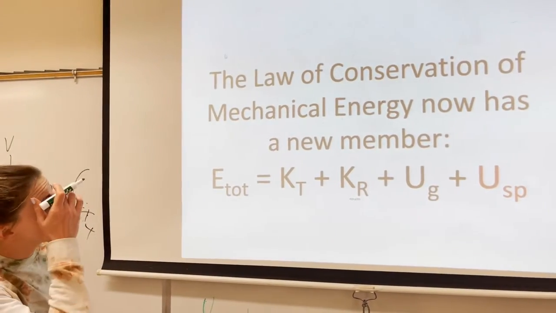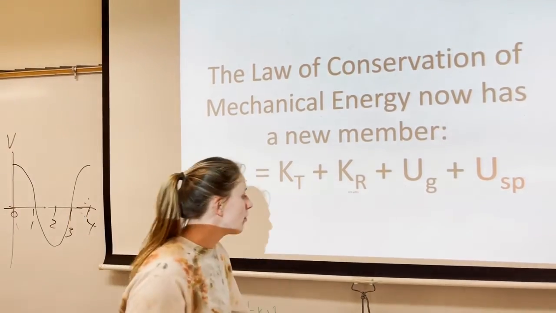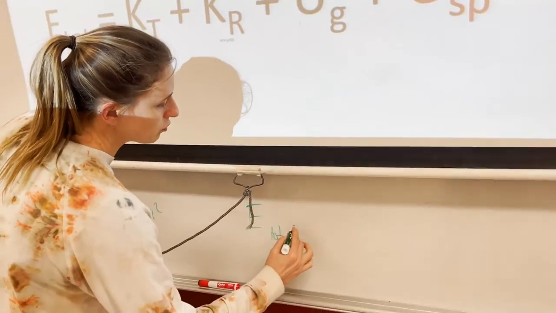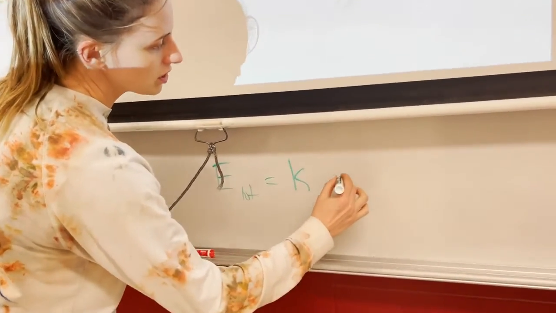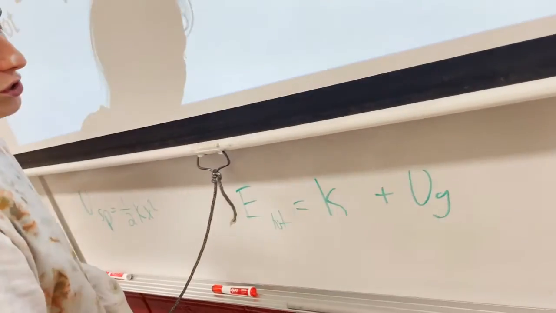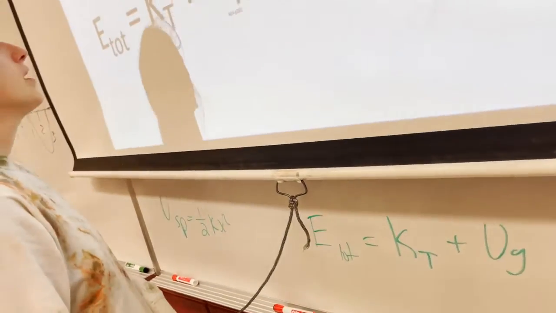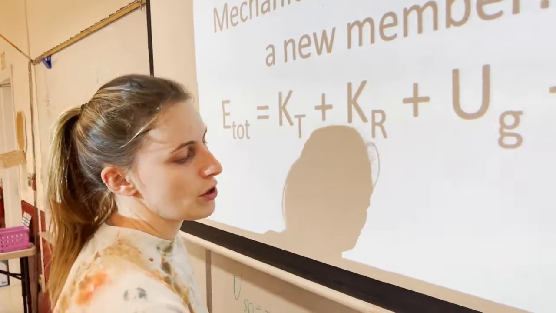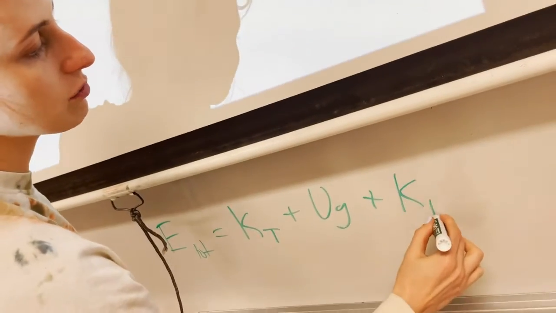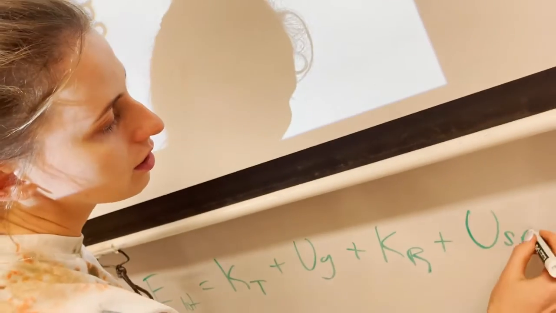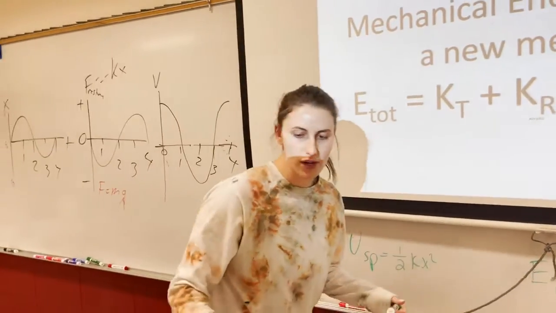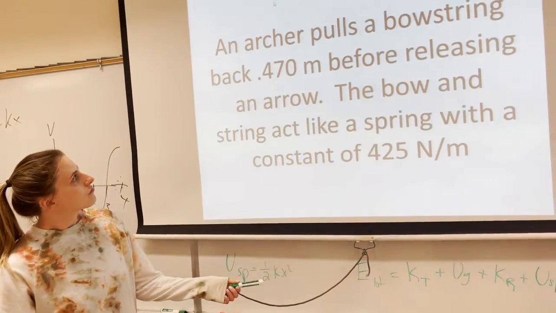The law of conservation of mechanical energy now has a new member. We used to think about the total energy in two ways: the kinetic energy plus the UG, and those are still legit, but we're going to call this translational. And this is after we talked about the rotational unit, so the kinetic energy rotational, plus we also have the U of the spring, USP. It's not really the UG, it's the potential energy of the spring. U is potential energy.